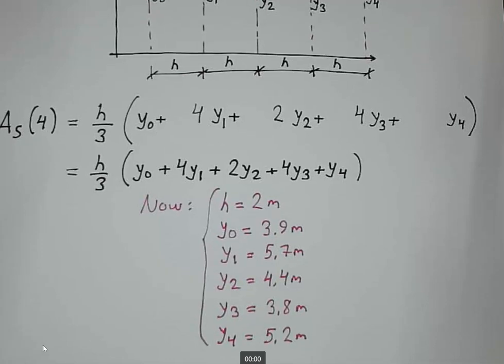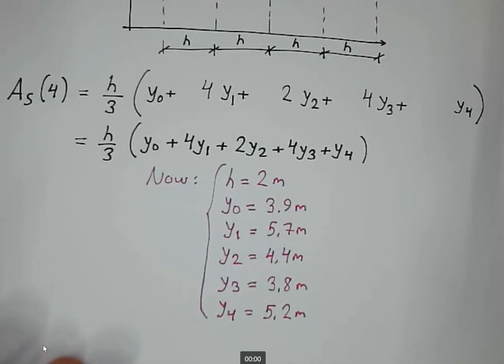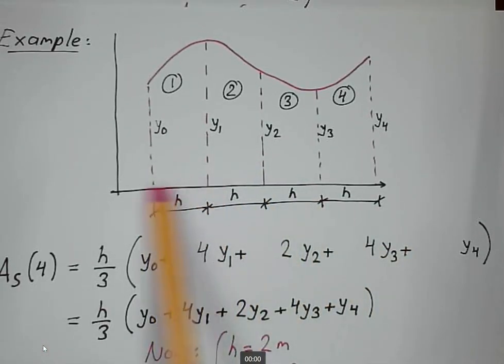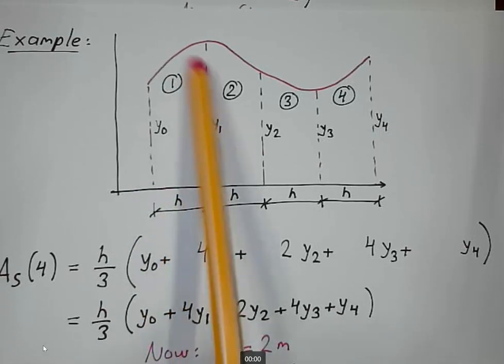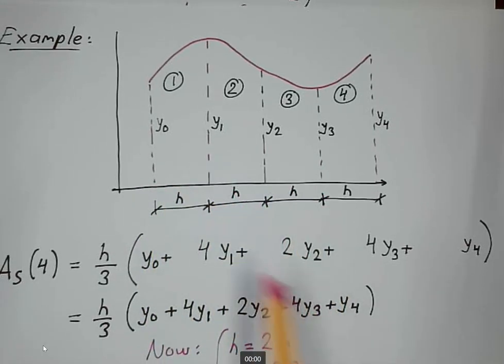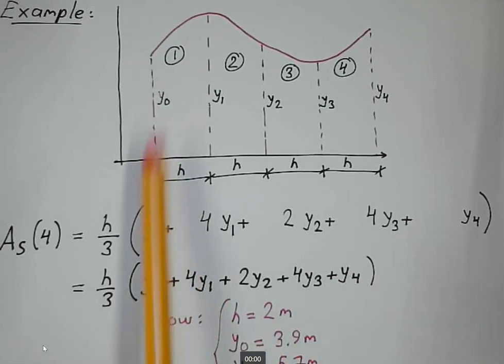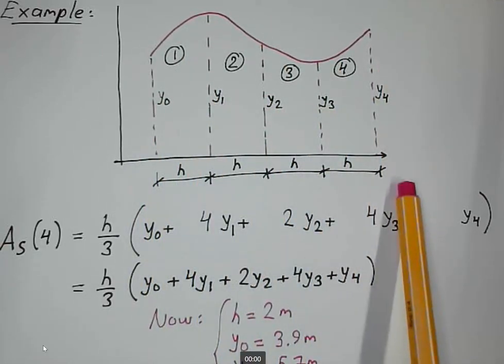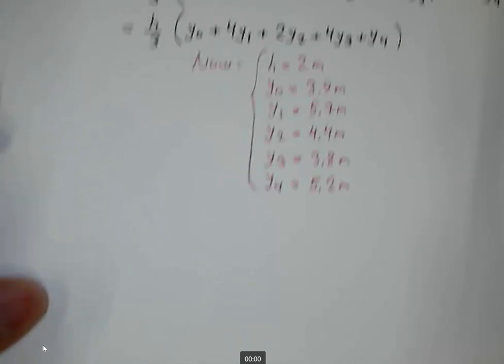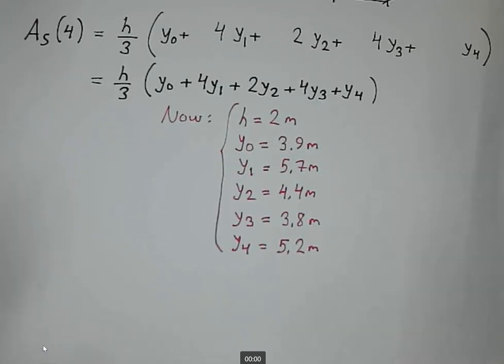So now we have enough measurements. We know the breadth or base of these figures. It is always 2 meters here, and then we have measured these heights there. And now we add those to the formula.